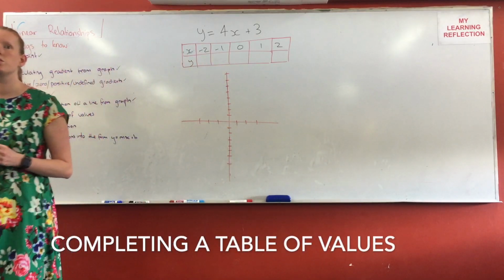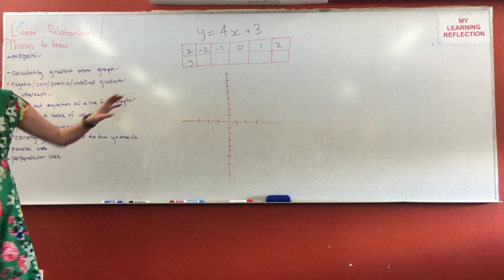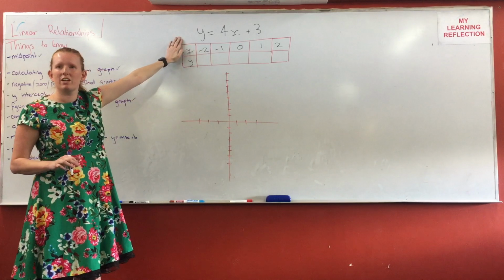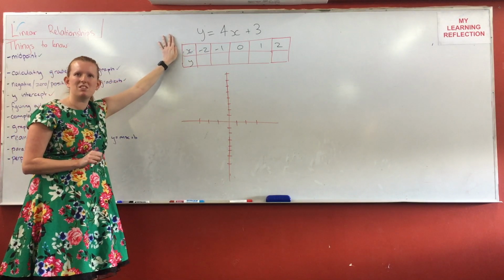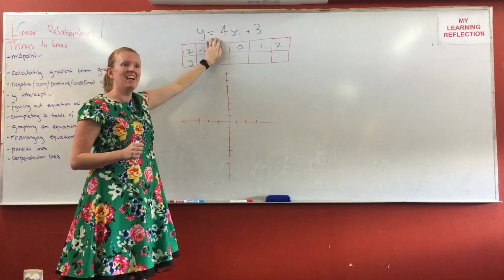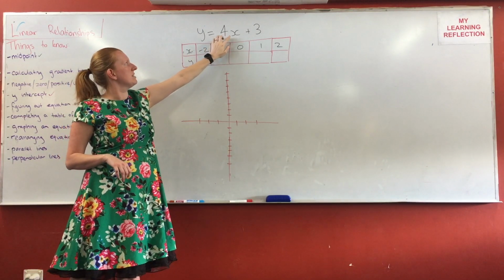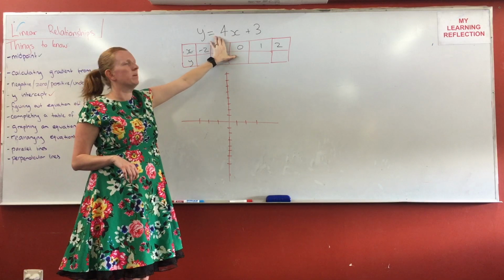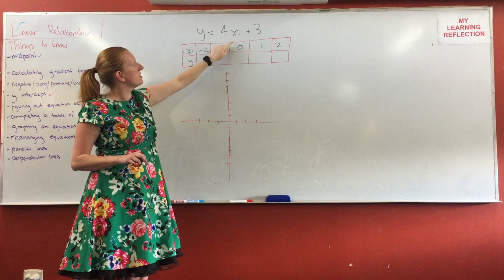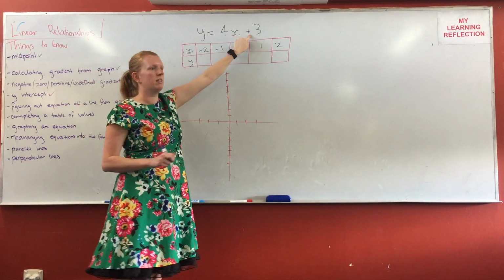Okay, now what we want to do is calculate, fill in a table of values from this equation. So I don't like multiplying with negatives. It annoys me. So I like to ignore those. And I start at 0, always. So when x is 0, what's going to go in this box? So 4 times 0 is? 0. Plus 3? 3.